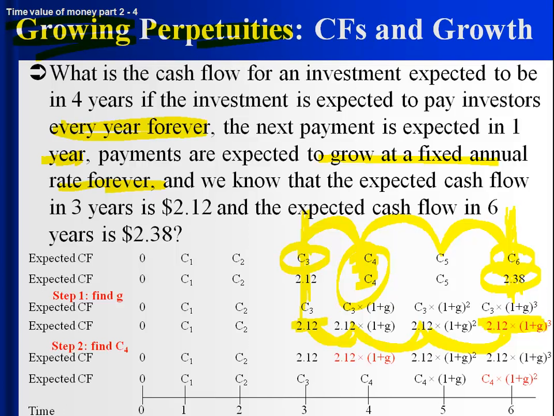Then once we have the g, we can figure out what the expected cash flow is going to be in 4 years, because we know this will grow by 1 plus g. And if we knew this, the cash flow at time 6 would be this times 1 plus g squared, and that's 238. So 212, intern shows up and says, oh, it was 212 a year ago, what should it be this year? 212 times 1 plus the growth rate. Or, since we know that this is 238, and we knew the size of the cash flow grew at the growth rate, this times 1 plus g squared is equal to this.